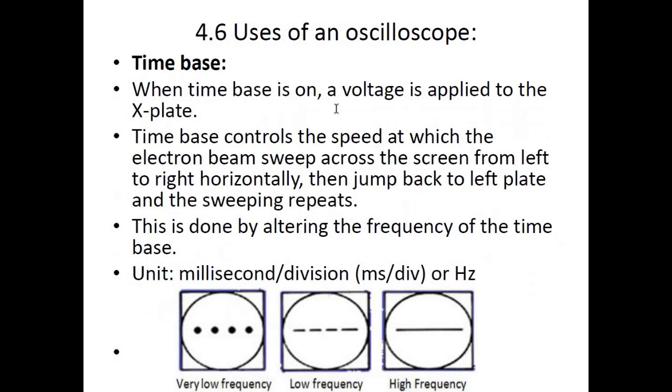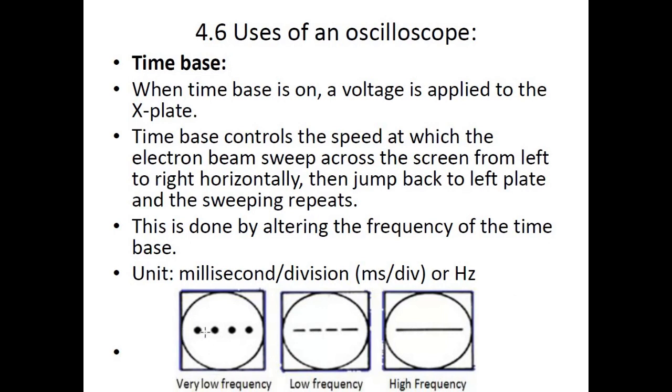Time base. When the time base is on, a voltage is applied to the X plates. Time base controls the speed at which the electron beam sweeps across the screen from left to right. This is done by altering the frequency of the time base. The more frequency you have, the greater or more dense your pattern would be on screen. Its unit is milliseconds per division or hertz.